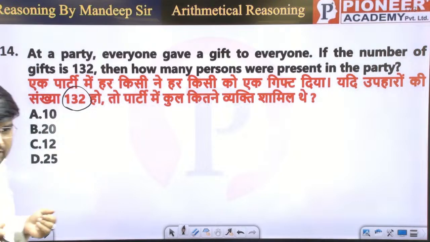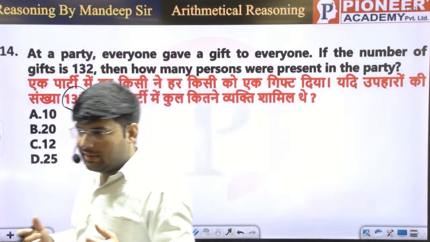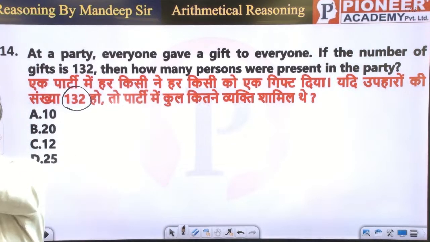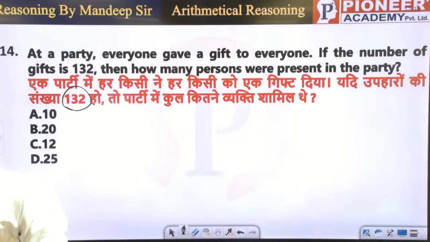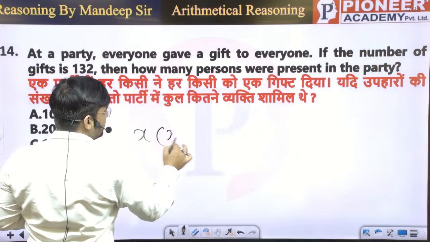Let's think about that. Today is New Year's eve, and we have to give gifts to all the colleagues. Let's assume there are 40 students in this class. So how many gifts do you buy from the market? 39, because the 40th person is yourself. So x persons, each gives x minus 1.